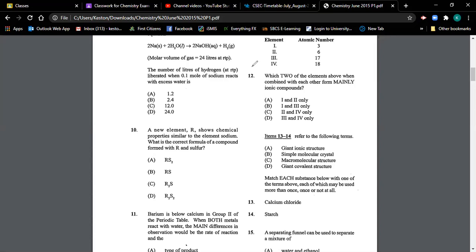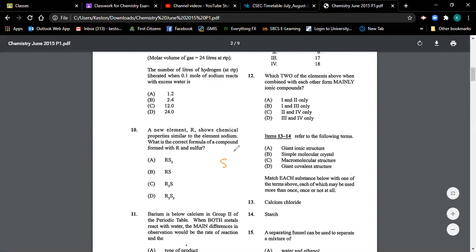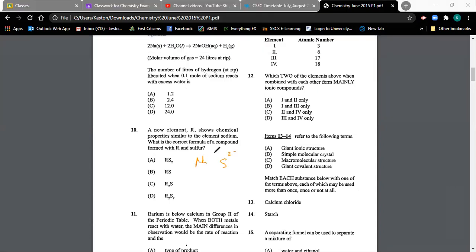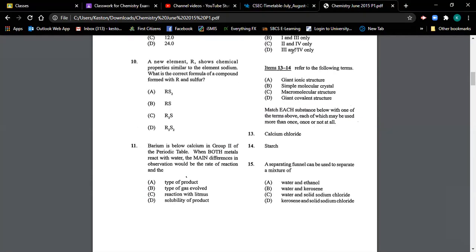Yeah, Sharon, you're correct. Yeah, because sulfur has a -2, right? We know sulfur is a 2 minus and sodium is a plus 1, and R shows similar chemical properties to sodium. So R is a plus 1 as well. So you're all right. Very good. C. Right? That's a table with charges in a group. So that's another one you want to know as well.